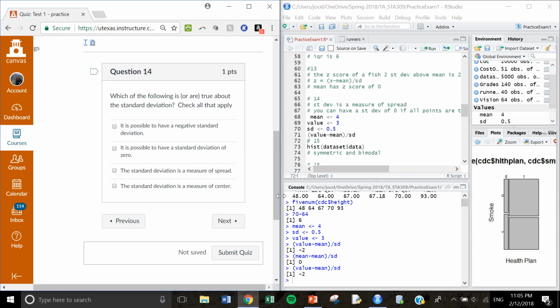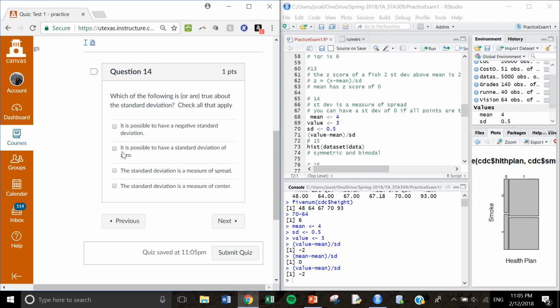Which of the following is or are true about the standard deviation? Check all that apply. So a standard deviation is a measure of spread. It's one of the measures of spread we can have. And let's talk about each one of these. Is it possible to have a negative standard deviation? We cannot have a negative amount of spread, so it's not possible to have a negative standard deviation.